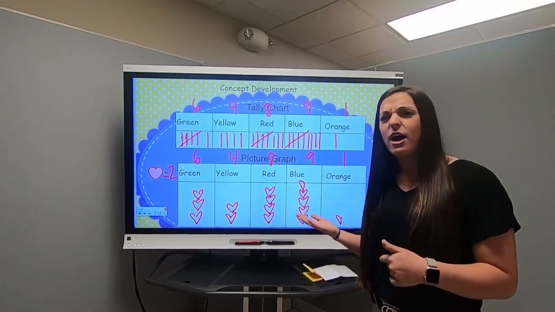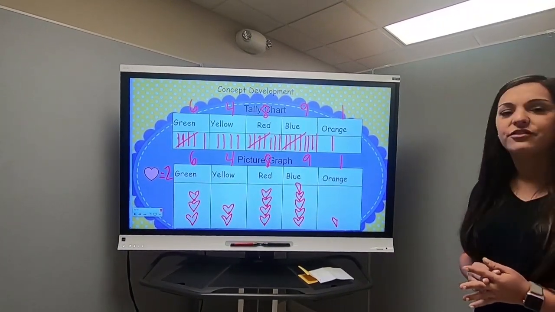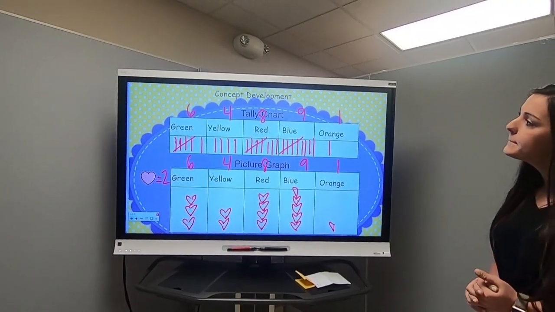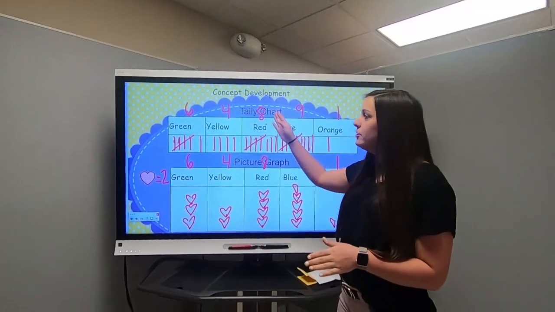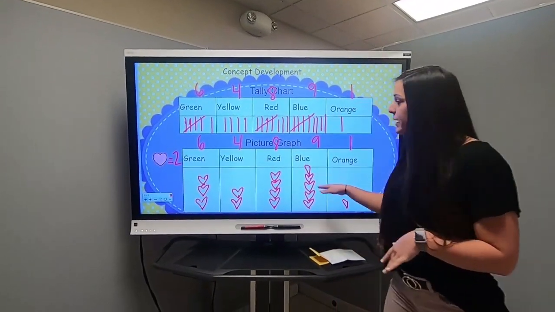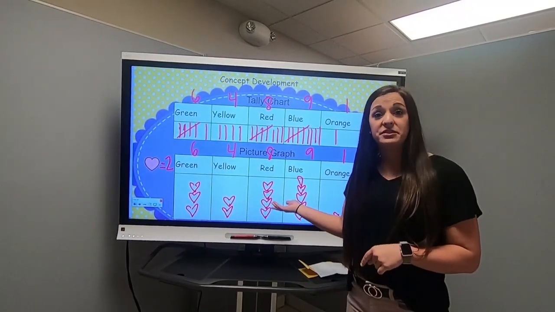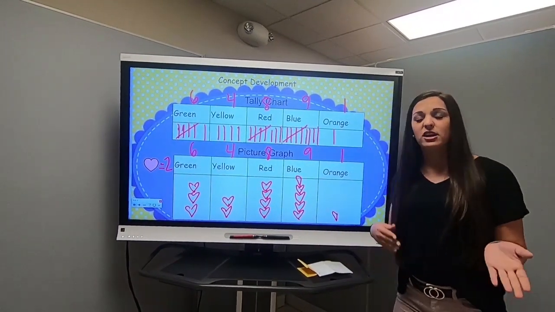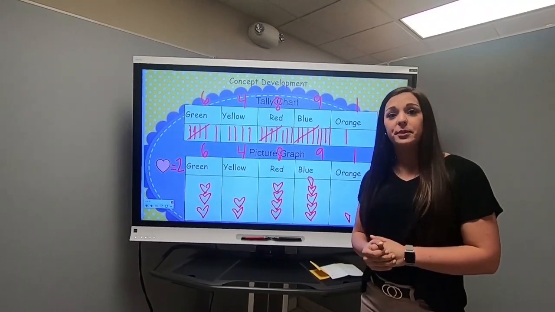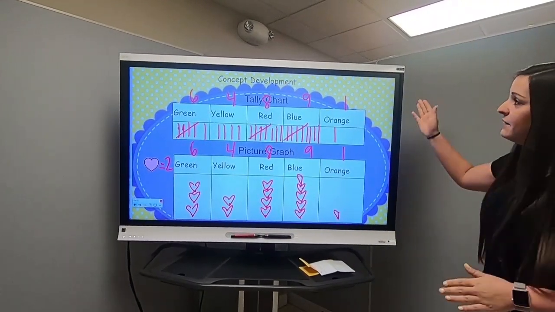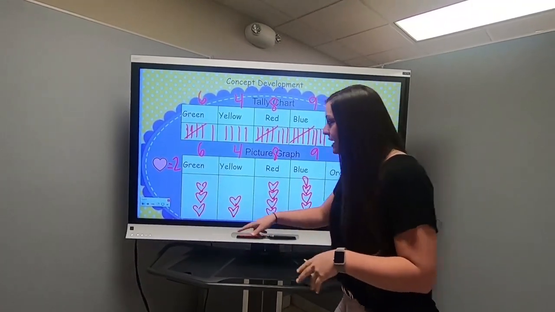Now let's talk about how are they different. Think about how these two graphs are different. So in our tally chart, we're using tallies. And in our picture graph, we're using shapes. In this case, we're using a heart. In other cases, you might use a square, a circle, whatever you choose to use in your picture graph. But even though they look different, they're still showing the same data.